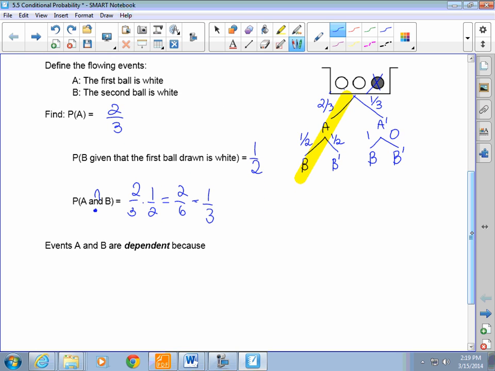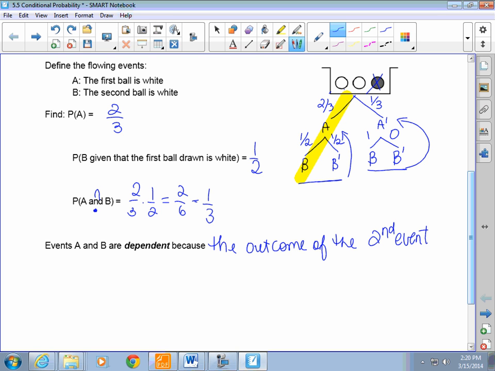The next part here says events A and B are dependent because, so why are they dependent? It's because the outcome of the second event depends on what happened in the first event. If we take a look at our tree here, this happening depended on what happened there. This happening depended on what happened in that first one. So they are dependent because the outcome of the second event depends on the outcome of the first.